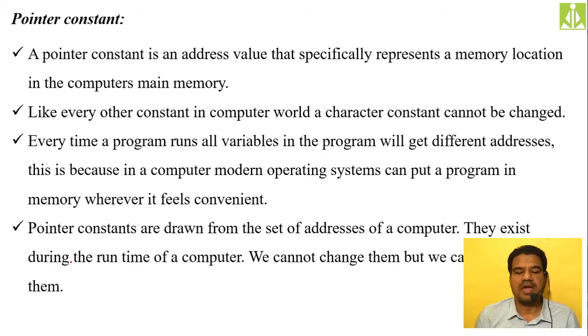Every time a program runs, all variables in the computer will get different addresses, because whenever you are compiling or executing your program, all the declared variables will get memory, and when they get memory, they will also get addresses, because every memory location has a unique address. That will happen automatically. And who will allocate those memory locations to the variables? In the sense, your computer, your operating system will allocate.